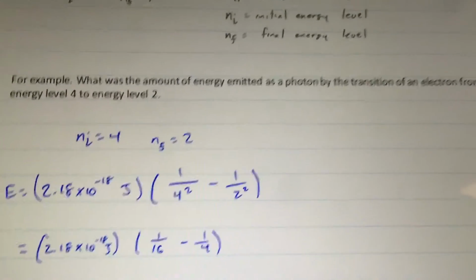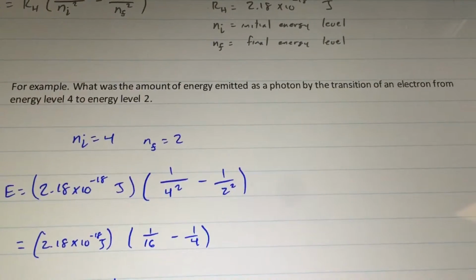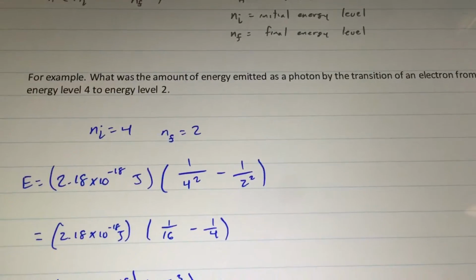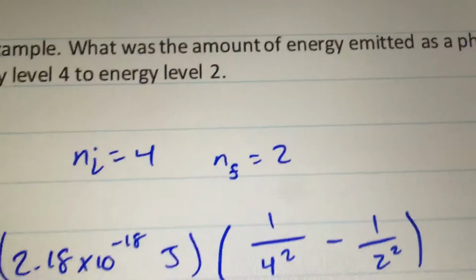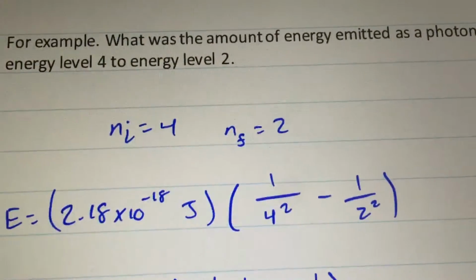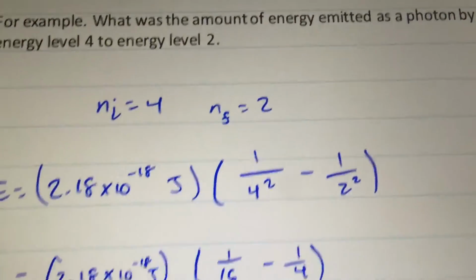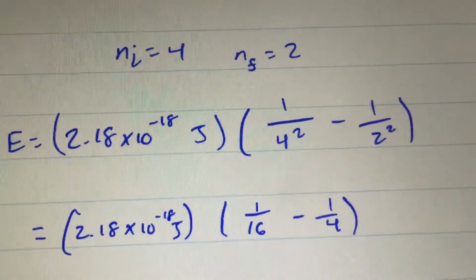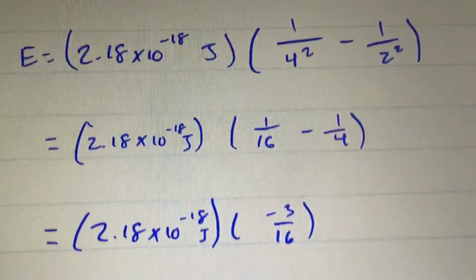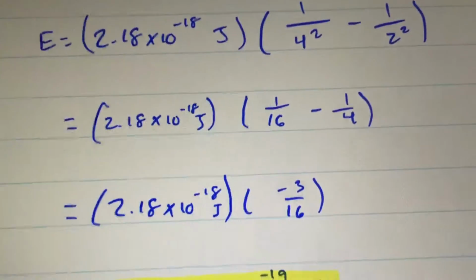Let's practice this equation. So say we have a problem, and the problem says, what was the amount of energy emitted as a photon by the transition of an electron from energy level 4 to energy level 2? So our initial energy level is 4, our final is 2. So let's just plug it into the equation. 2.18 times 10 to the negative 18 joules times 1 over 4 squared minus 1 over 2 squared. And then we'll get this, 2.18 times 10 to the negative 18 times 1 over 16 minus 1 over 4. That gives us 2.18 times 10 to the negative 18 times negative 3 over 16.